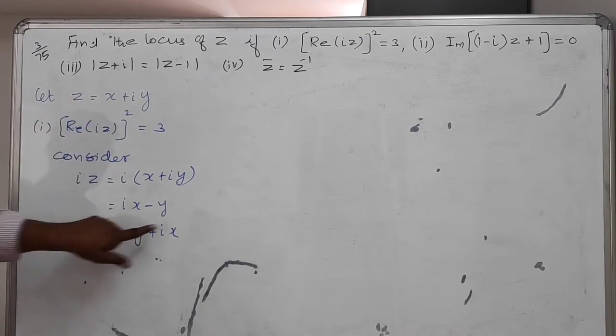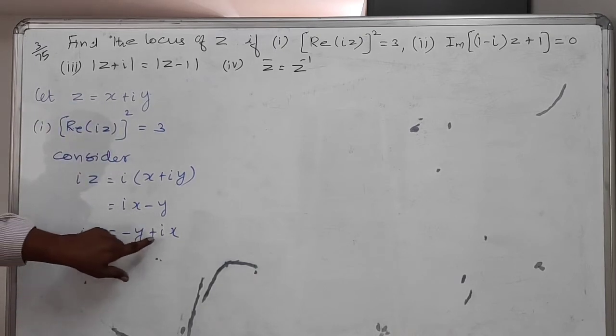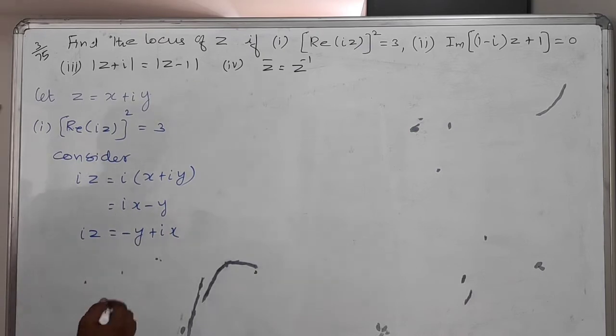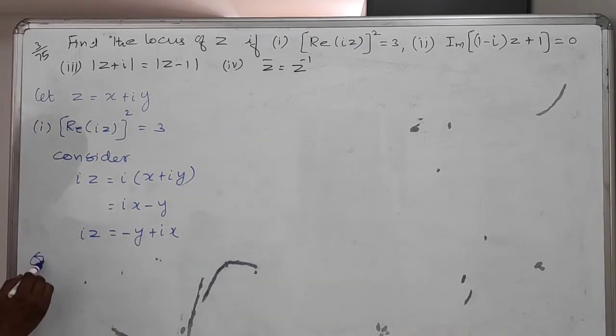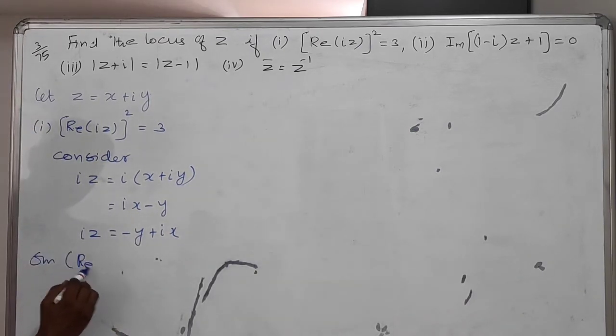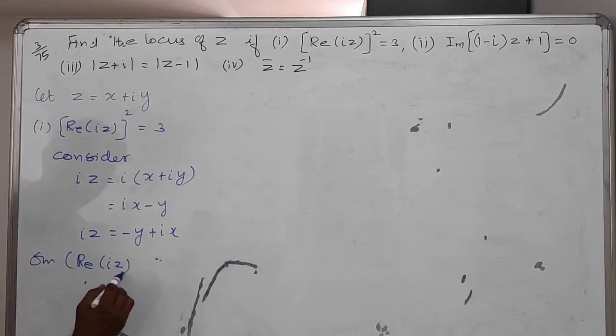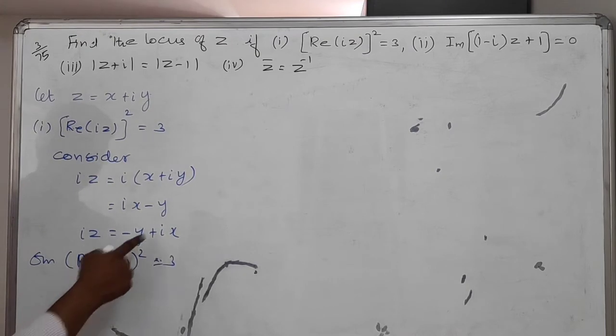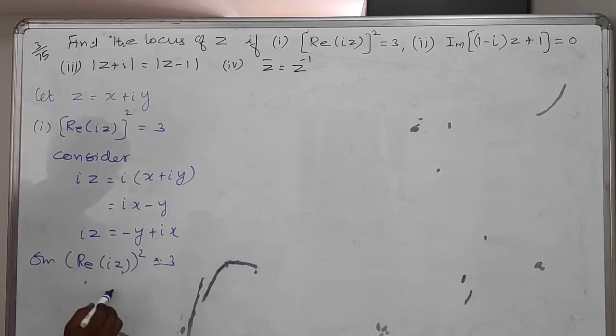What is the real part of iz? This is the real part, this is the imaginary part. Therefore, given the real part of iz whole square is equal to 3. The real part of iz is minus y. Minus y, the whole square is equal to 3, which means we can write y square is equal to 3. This is the required locus.